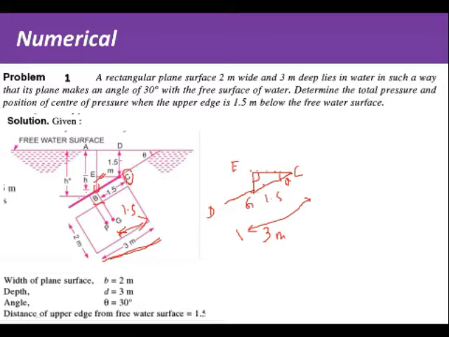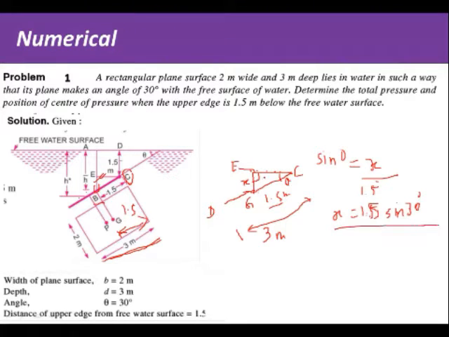Okay, so the distance of G to C is 1.5 meter. So in this triangle, sine theta, this distance is unknown, so we can say this distance as x. So sine theta is opposite x upon hypotenuse 1.5. So x is equal to 1.5 sine theta. Theta is 30 degree, so it is 1.5 sine of 30 degree. So this is the value of x.